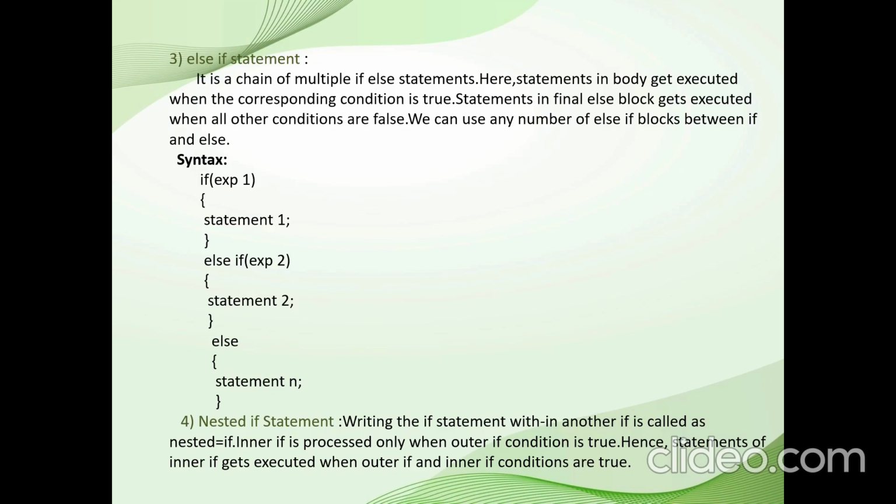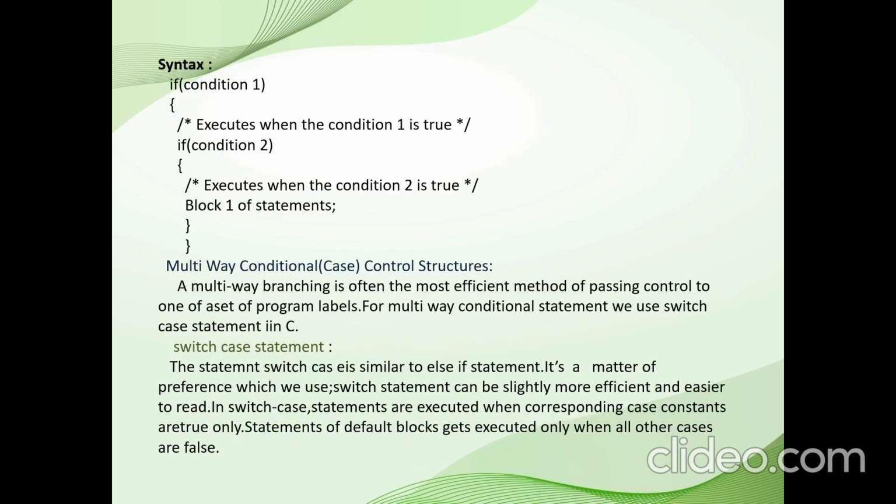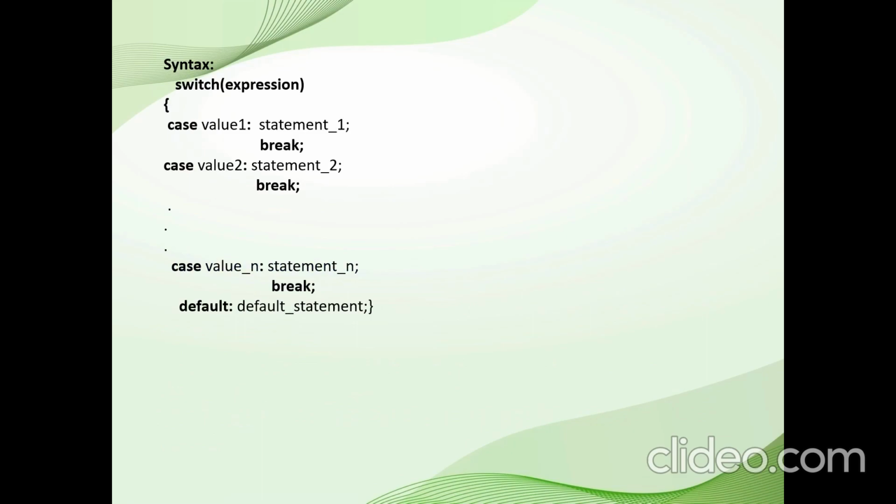So the fourth one is the nested if statement. An if statement with another if is called a nested if. The inner if is processed only when the outer if condition is true. So let us see the syntax of the nested if statement. So this is the syntax. If condition 1 expression.